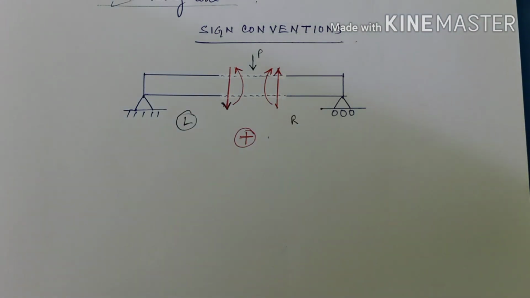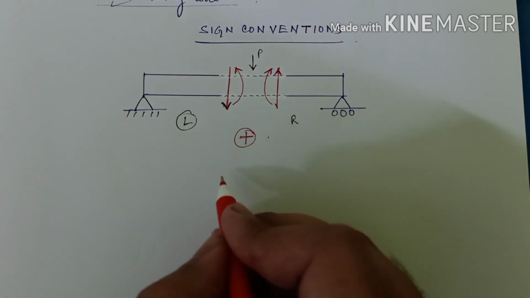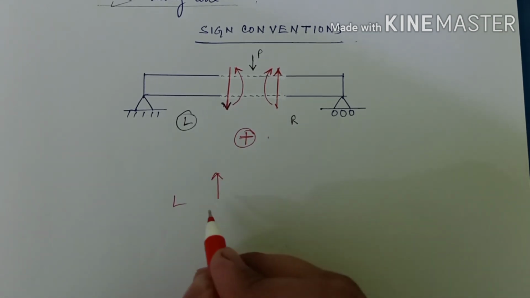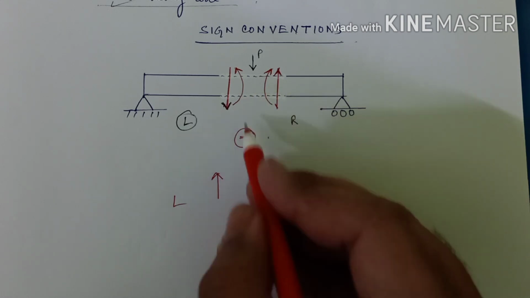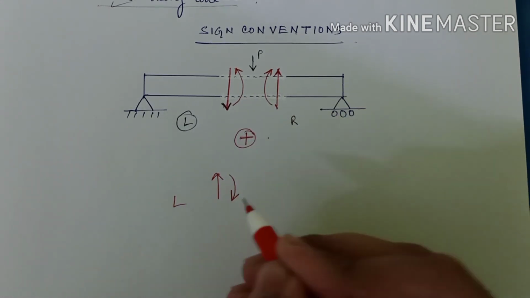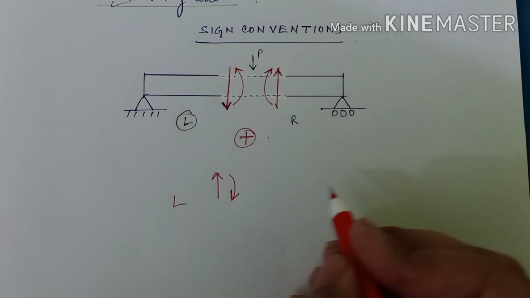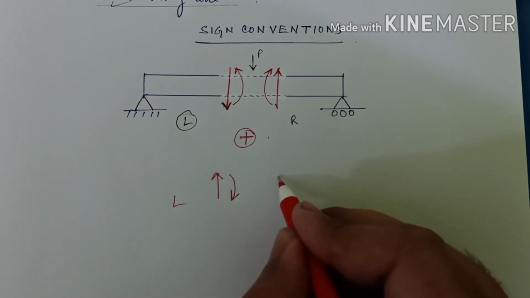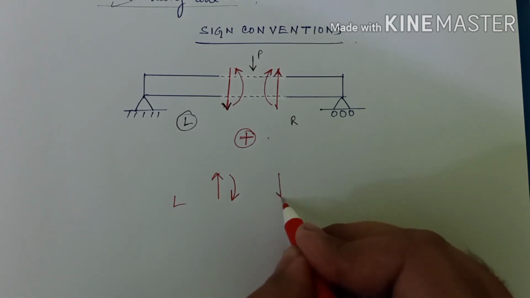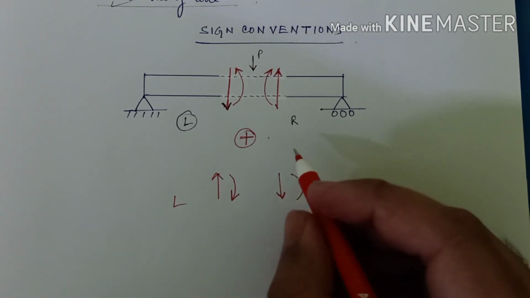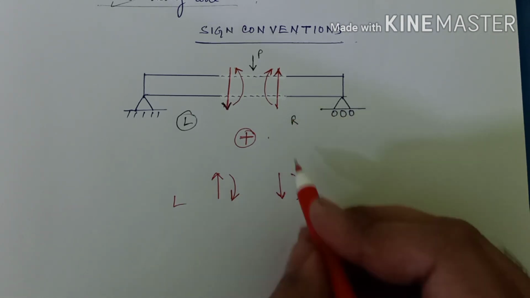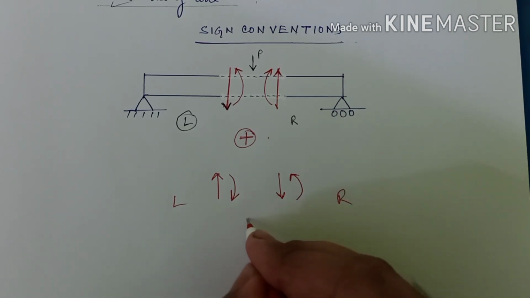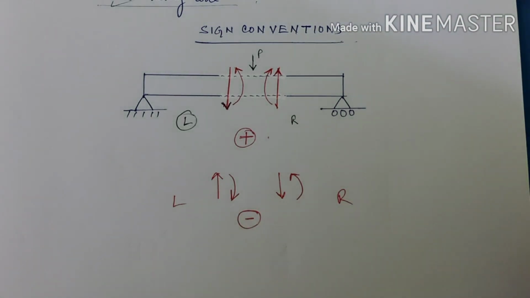So this is basically a positive sign convention. And if we have the opposite, we will have a negative sign convention, that is shear force acting upwards on the left side of the beam and the bending moment acting in the clockwise fashion. And same, let us draw the reactions over here, that is shear force on the right portion will be downward, and the bending moment will be counterclockwise. So if we have something like this, then we will have a negative sign convention.